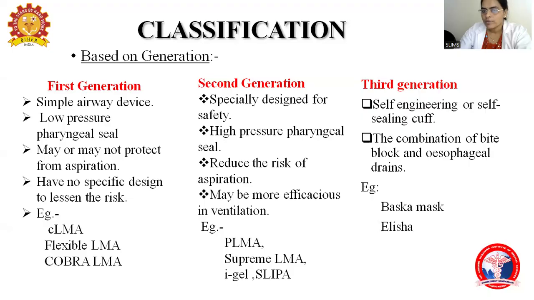The most common examples of first generation are the classic LMA and the flexible LMA. In the second generation are the ProSeal LMA, Supreme LMA, i-gel, and the Slip-On. And in the third generation are the Baska mask and the Elisha. We are going to learn about the classic LMA.